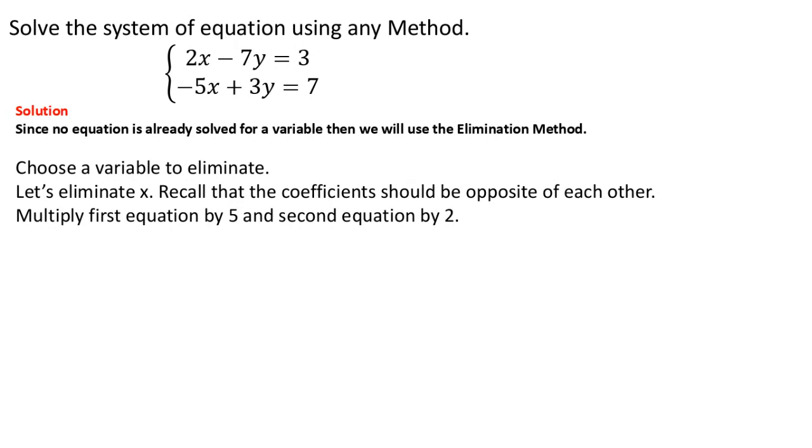So for us to eliminate x, okay, they need to have the same value but opposing signs, right? They have to be a different sign in order for us, when we add them, to cancel out. So we also want to make sure that we use small numbers. So we want to use the least common multiple between 2 and 5, right? So in our case, it's going to be 10. So for us to do this, what we want to do is multiply the first equation by 5 and the second equation by 2.